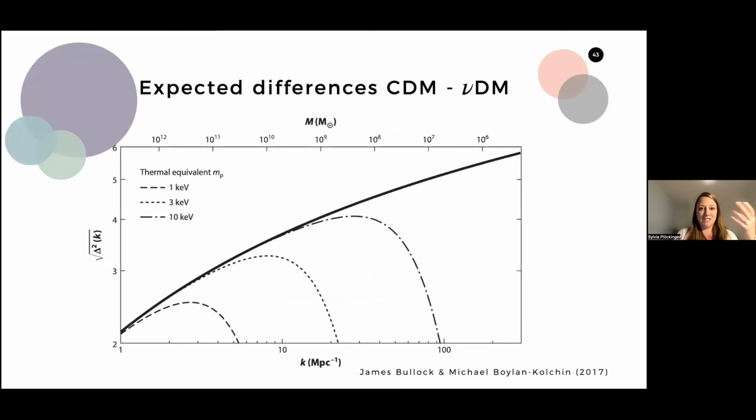So what is now the expected difference? If we make dark matter warmer and warmer, the solid line here would be cold dark matter, where we have structures on basically all scales. If we have warm dark matter, then the power will be cut off at a characteristic wavelength or halo mass. So you would not have halos, or very few halos, below a halo mass of, in this case, for this model, 10 to the 8 solar masses. So this is just in general.